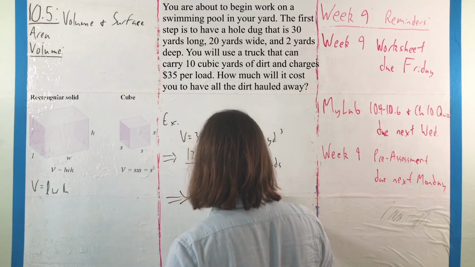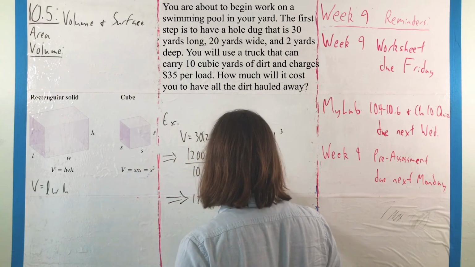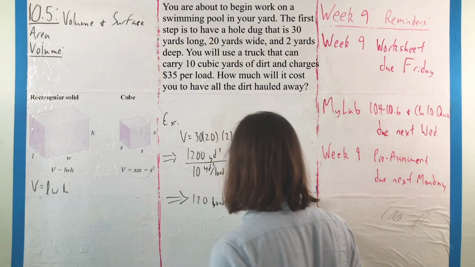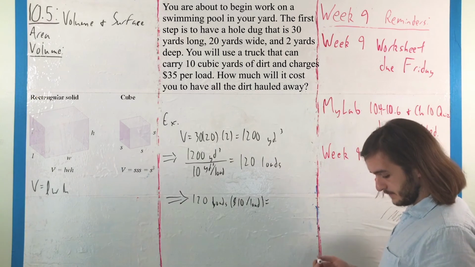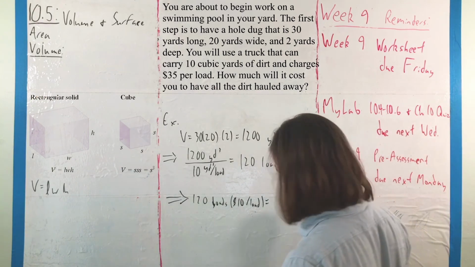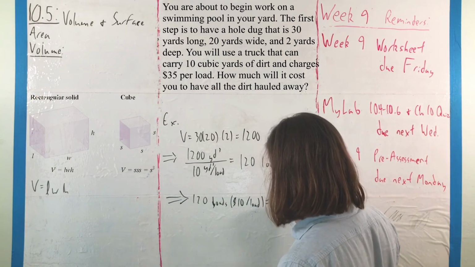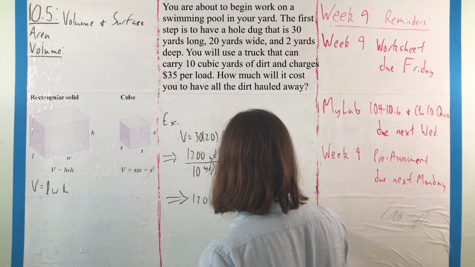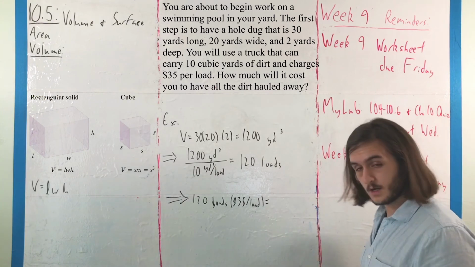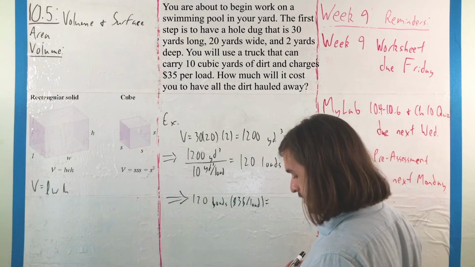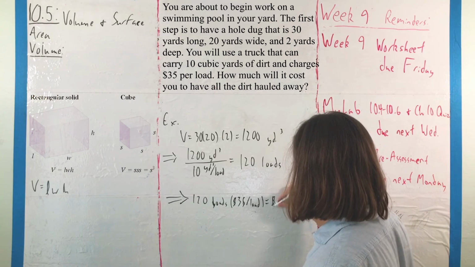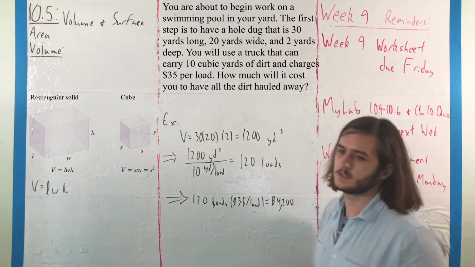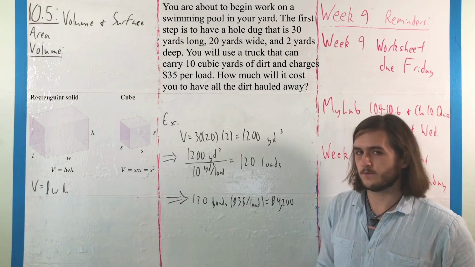and it costs $35 per load, we will end up having to pay... I don't know why I said 10 there again. It costs $35 per load. Sorry about that. It will end up running us $4,200 just to get the dirt out for the pool.